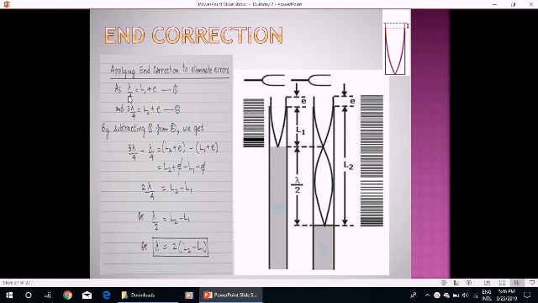L1 plus E will be equal to λ/4. So we have to take into account this part E. Label it as number 1. In the second case, L2 plus E is equal to 3λ/4. Now by subtracting 1 from 2, we get 3λ/4 minus λ/4 equal to (L2 plus E) minus (L1 plus E). By simplifying, we get 2λ/4 equal to L2 minus L1, or λ/2 is equal to L2 minus L1, or λ is equal to 2(L2 minus L1).